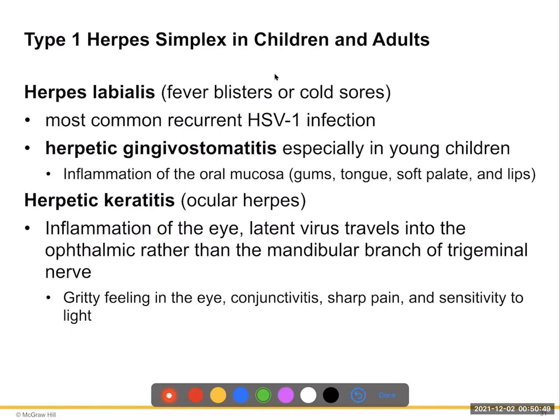In children and adults, herpes labialis, or fever blisters or cold sores, are the most common HSV1 infections. Herpetic gingivostomatitis is on the gingiva and the teeth, especially in young children. It is inflammation of the oral mucosa, the gums, the tongue, soft palate, and the lips. Herpetic keratitis is ocular herpes. That's when it grows on the ophthalmic branch of the trigeminal nerve. You get inflammation of the eye. Latent viruses travel into the ophthalmic region rather than the mandibular or maxillary branch. Symptoms are a gritty feeling in the eye, conjunctivitis, sharp pain, and sensitivity to light. That's what ocular herpes causes.